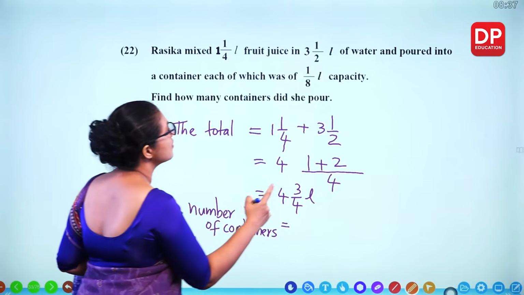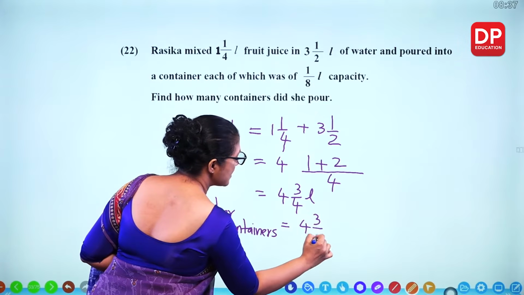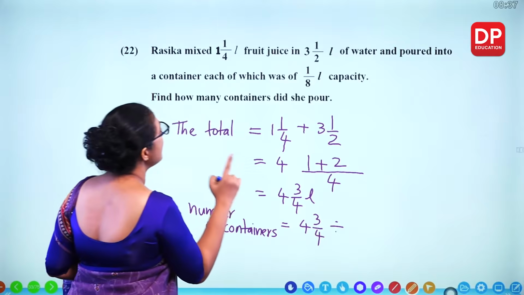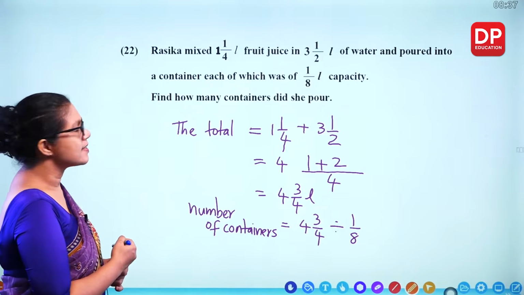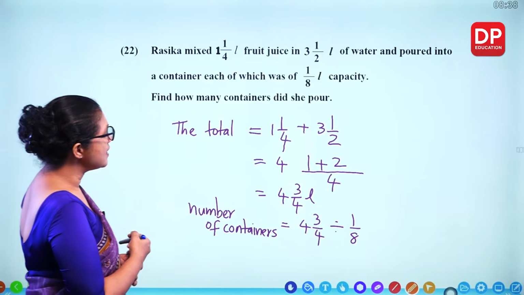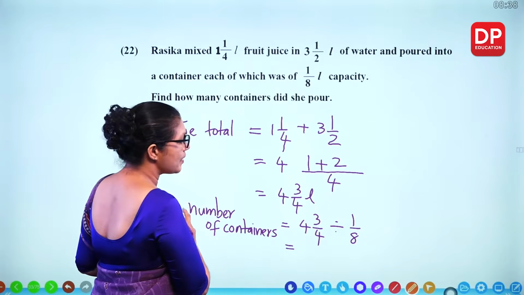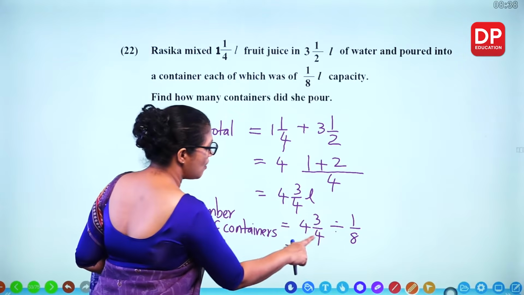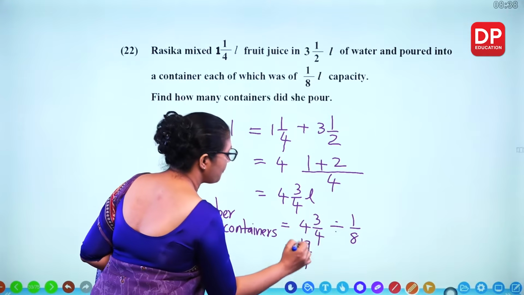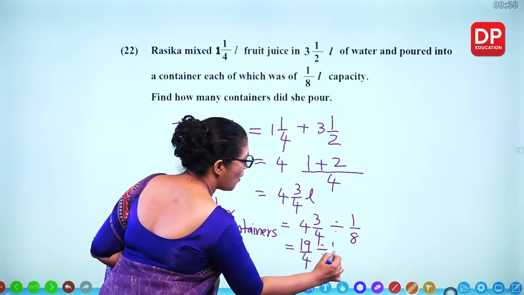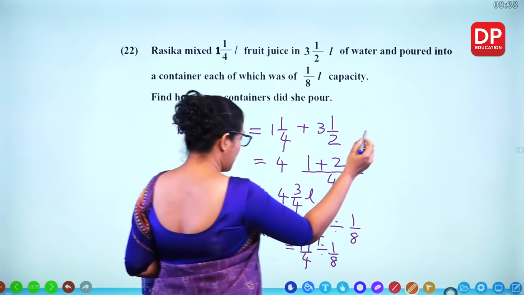By dividing. So altogether 4 and 3/4 liters are there. You divide by 1/8 liters of containers. So the number of containers becomes, here division is there. Convert to improper fraction. 4 times 4, 16 plus 3, 19 over 4. Divide by 1/8. Now convert to a multiplication.